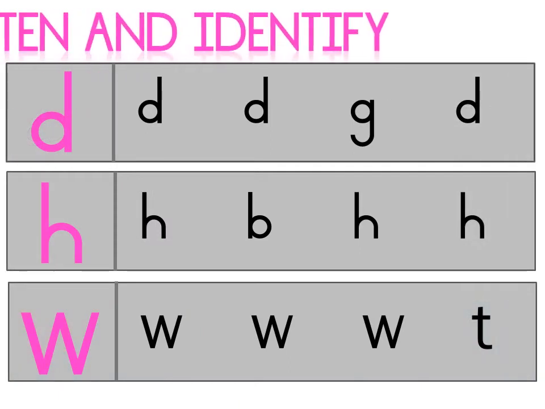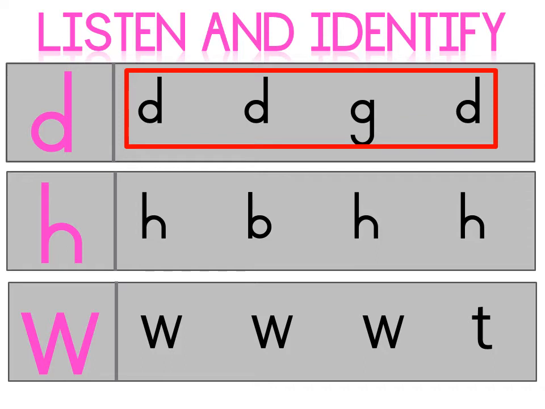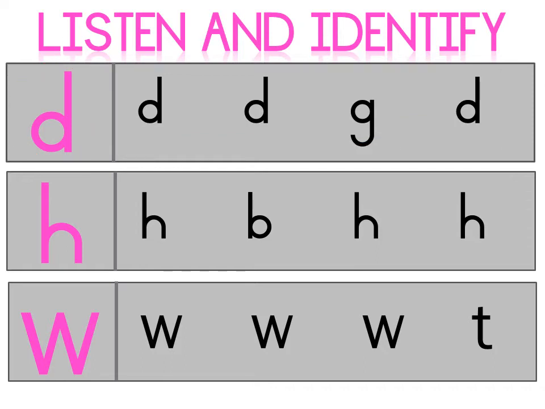Listening and identifying. We need to see which of these letters do not sound the same as your first letter. Your first letter is D. Let's listen. D, D, G, D. Which one did not sound the same? G. Well done.